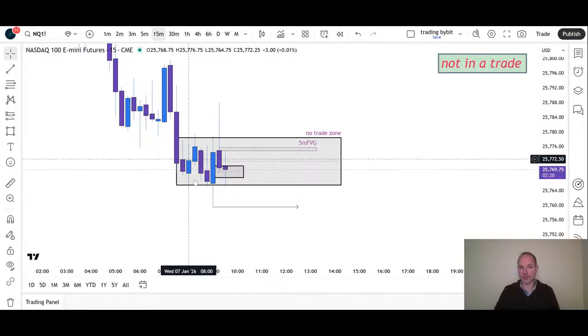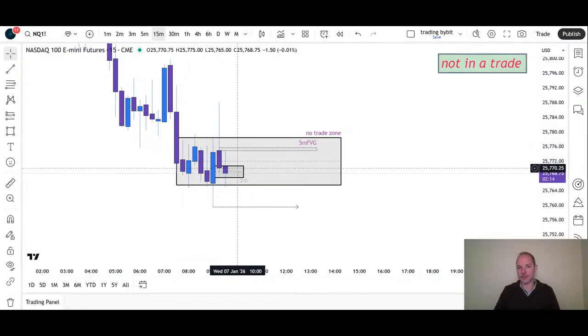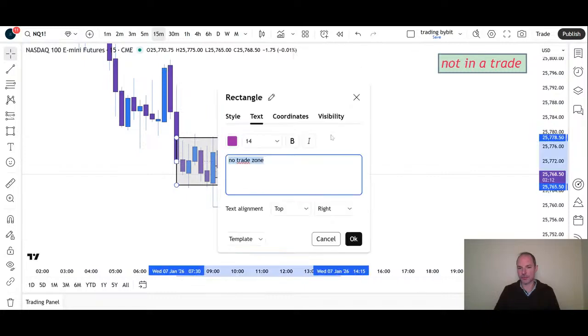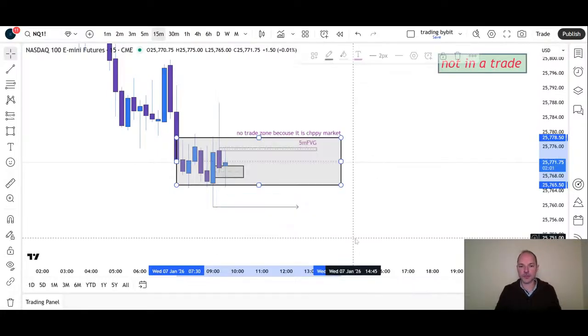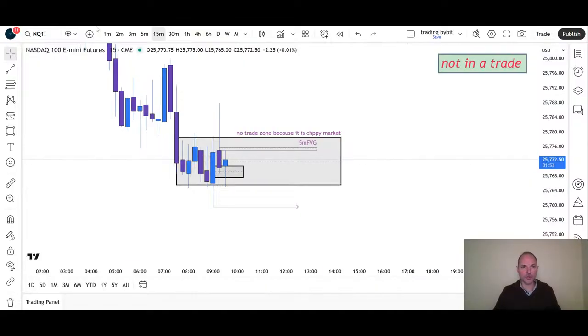So on a 15-minute base, you cannot even see. If you don't see any fair value gaps on a 15-minute base between candles, that means the market is chopping. So this is a no trading zone. This is the only market that you're actually not supposed to be trading, the choppy market. That's a market you cannot trade. On a lower time frame, of course, you can.